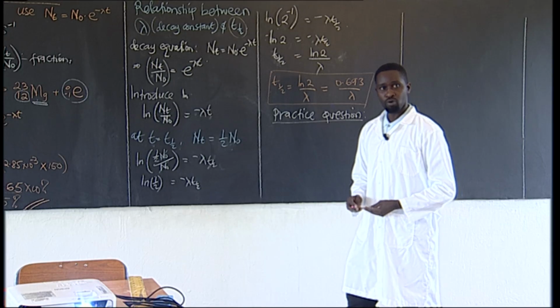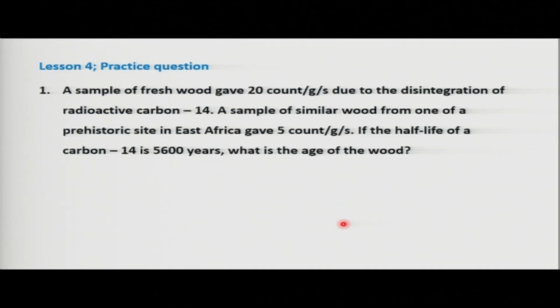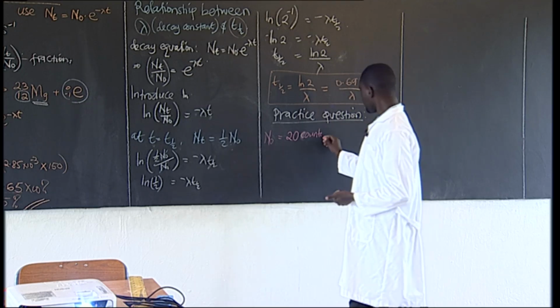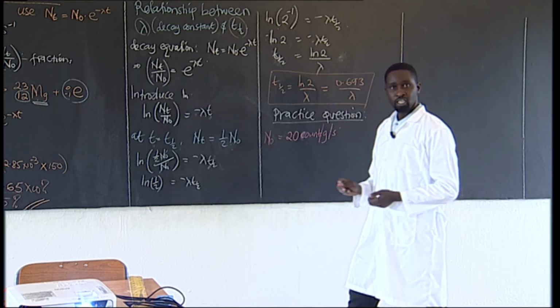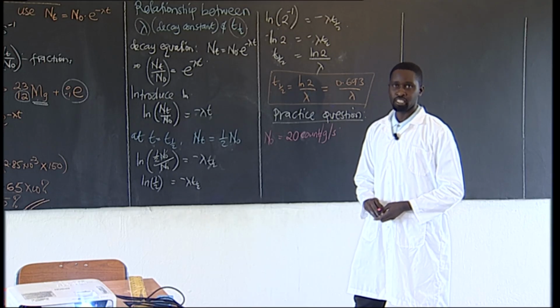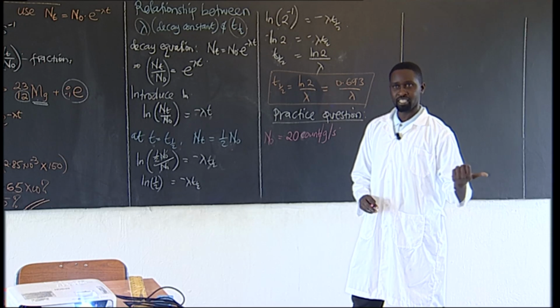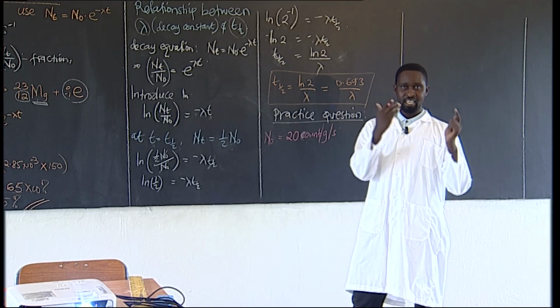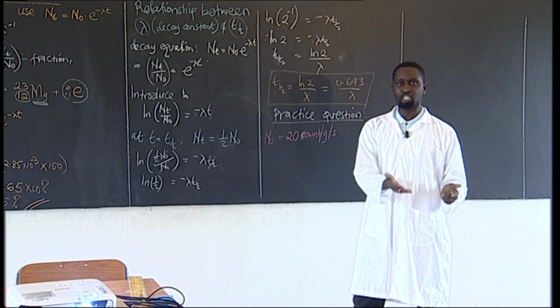We have a sample of fresh wood, which gave 20 counts per gram per second. This is fresh wood, indicating that is the start. It is giving us 20 counts per gram per second, detected using radioactive carbon-14. Remember in the assignments I gave you, the start was to read more on how carbon-14 is used in carbon dating. This example is about carbon dating specifically.